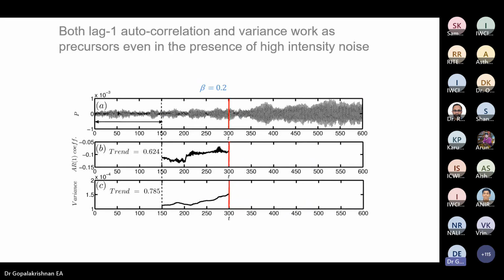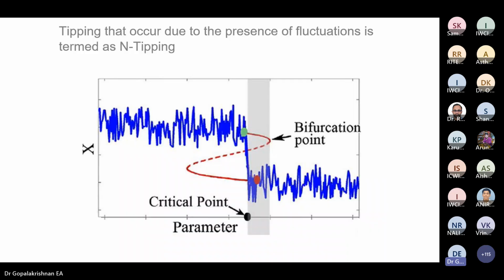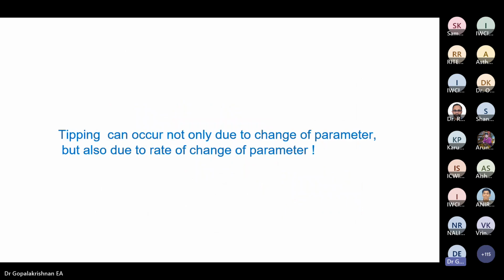Now another important aspect when we talk about transition is, I told you that there could be transitions which can happen because of noise. But apart from noise and change in the parameter, the rate at which you change the parameter could also create a transition. This is also very, very important. Sometimes the rate at which you change something can also create a transition, and that is known as the rate dependent transition.